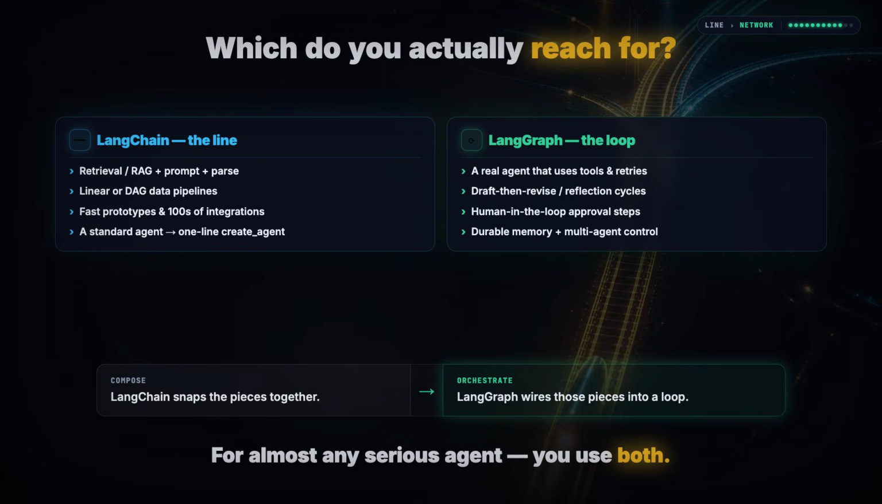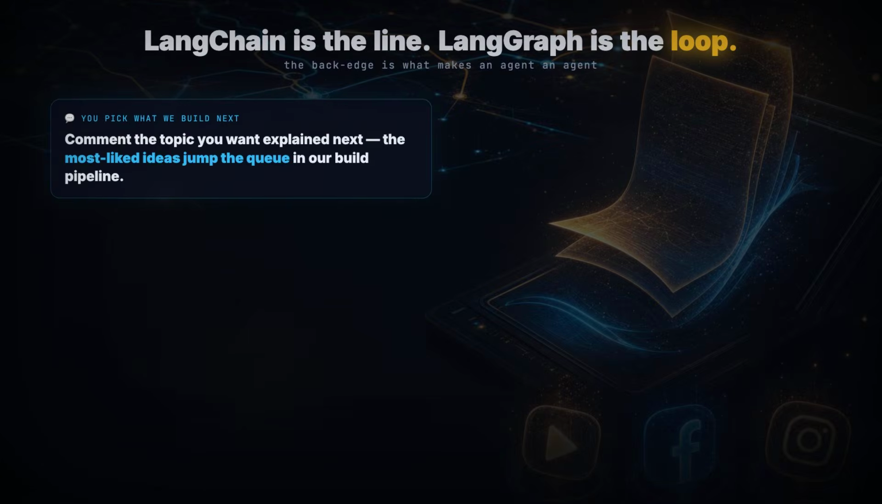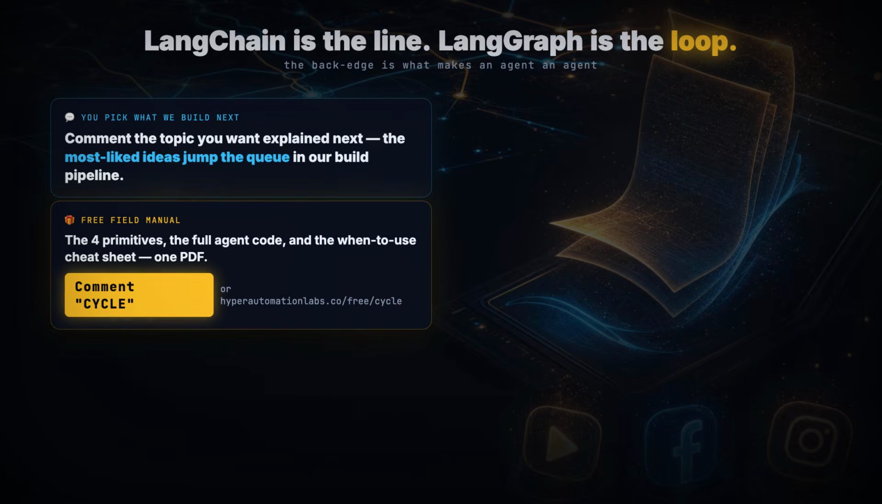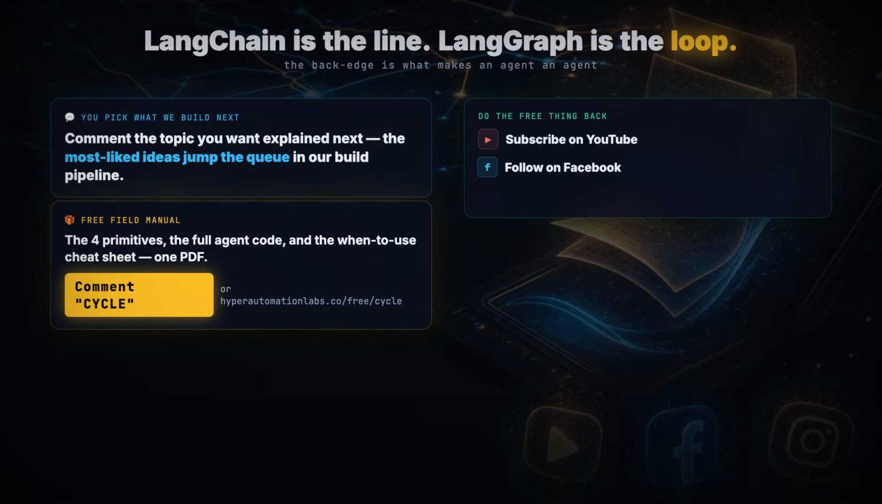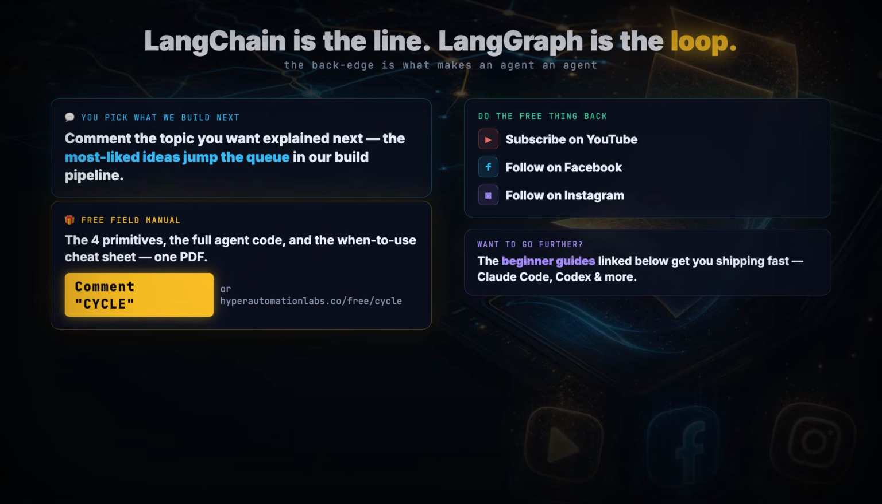The honest headline is that these two are not enemies, they are layers. LangChain composes the pieces. LangGraph orchestrates those pieces into a loop. And the real answer for almost any serious agent is that you use both together. One gives you the parts, the other gives you the control. That is the whole map. LangChain is the line, LangGraph is the network, and the loop is what makes an agent an agent.